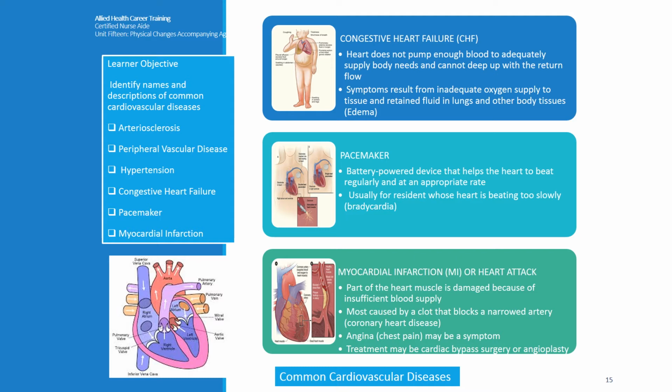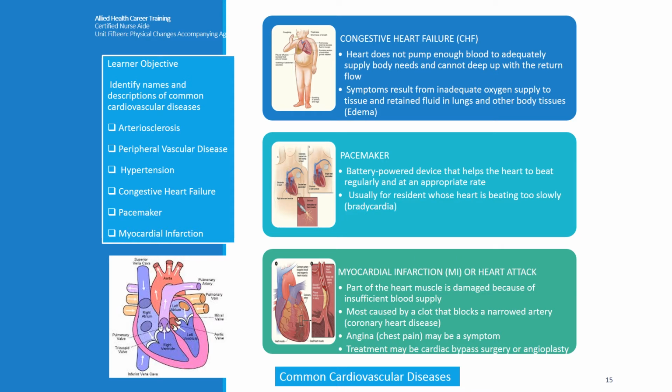So this is where part of that heart muscle is damaged because of insufficient blood supply. A lot of times, this is caused by a clot that blocks a narrowed artery. So the narrowing of the artery with that atherosclerosis, with that plaque buildup, is called coronary artery disease, because those coronary arteries are the vessels that wrap around the heart to feed the heart all those nice blood and nutrients that it needs.